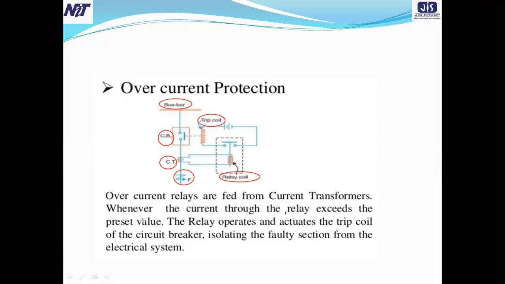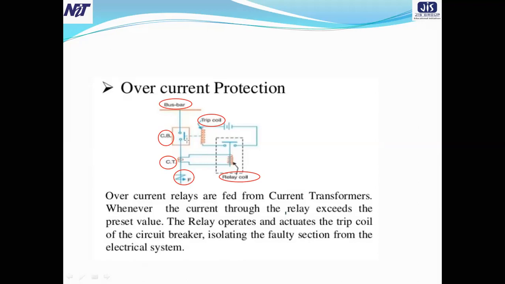Whenever the current through the relay exceeds the preset value, which means it is not the normal value of the current but more than the normal value, the relay operates and actuates the trip coil of the circuit breaker. So the relay is connected with the circuit breaker. It actuates the trip coil of the circuit breaker, isolating the fault section from the electrical system. So when it is energized, this connection will be lost from the system.